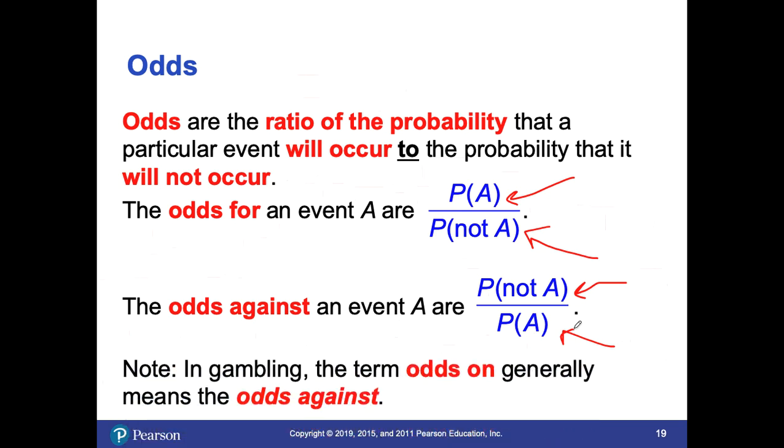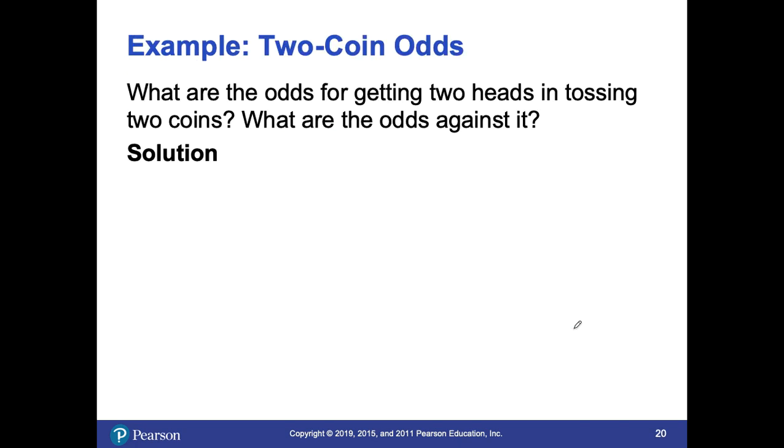Now, in gambling, if you ever go to Vegas, they'll tell you the term "odds on." That usually means the odds against. So if they tell you at the casino in Las Vegas, hey, the odds on are whatever, they're telling you the odds that you will not win. So that would mean odds against.